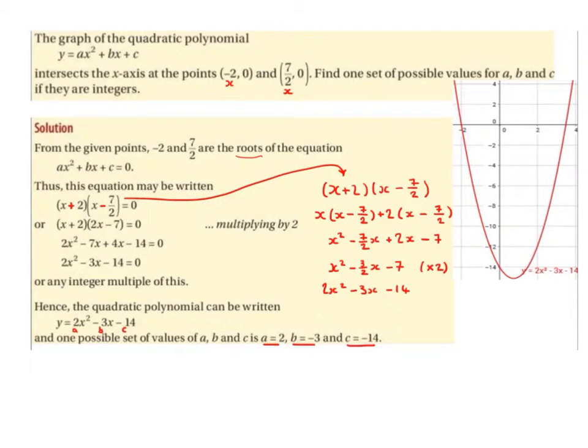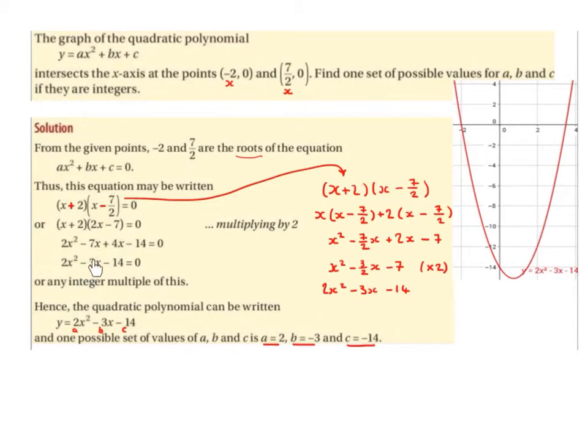Now alternatively, we could have multiplied what's inside this set of brackets by 2. So we could have said x multiplied by 2 is 2x, and minus 7/2 multiplied by 2 is minus 7. So that would have straight away gotten rid of the fraction. So we still would have had x plus 2 in our first set of brackets, which is now multiplied by 2x minus 7. And x by 2x is 2x squared, x by minus 7 is minus 7x, 2 by 2x is 4x, 2 by minus 7 is minus 14, and simplifying, minus 7x plus 4x is minus 3x.